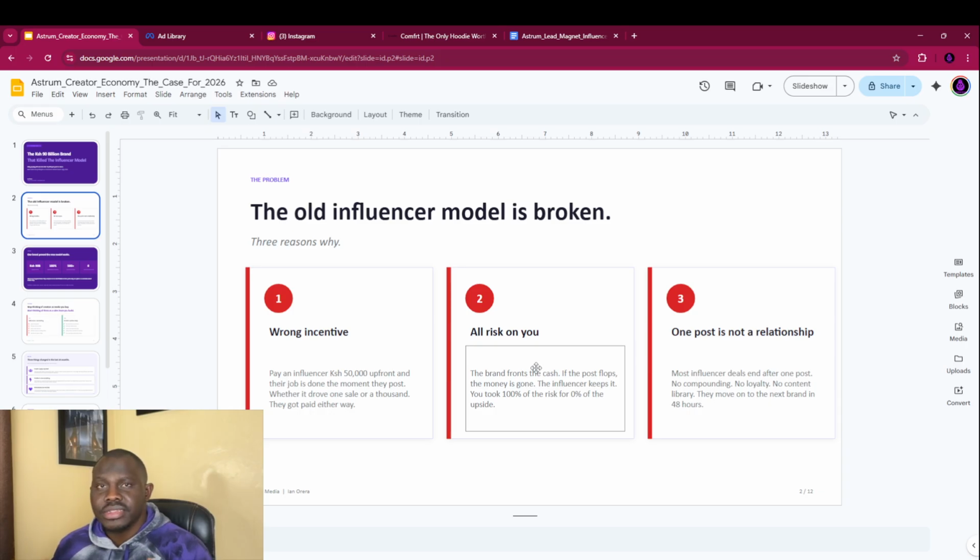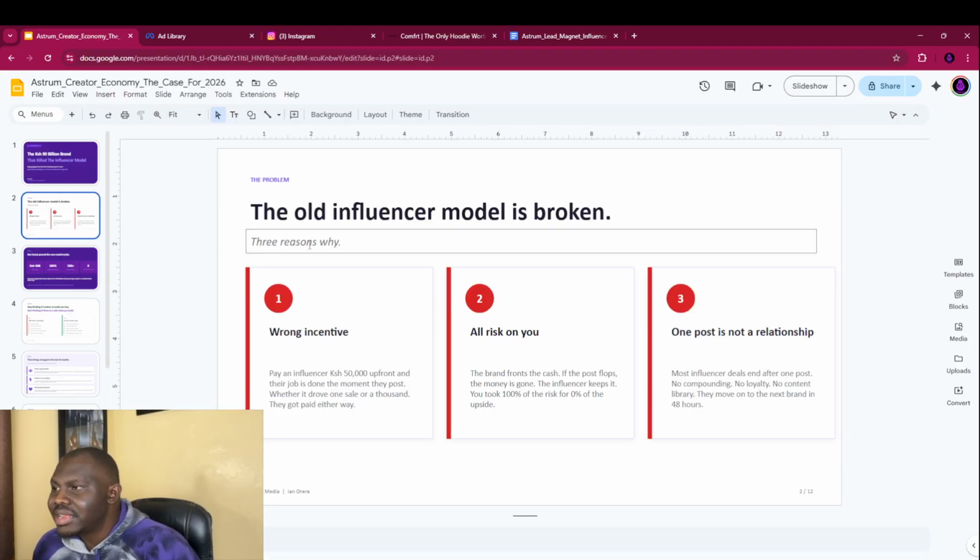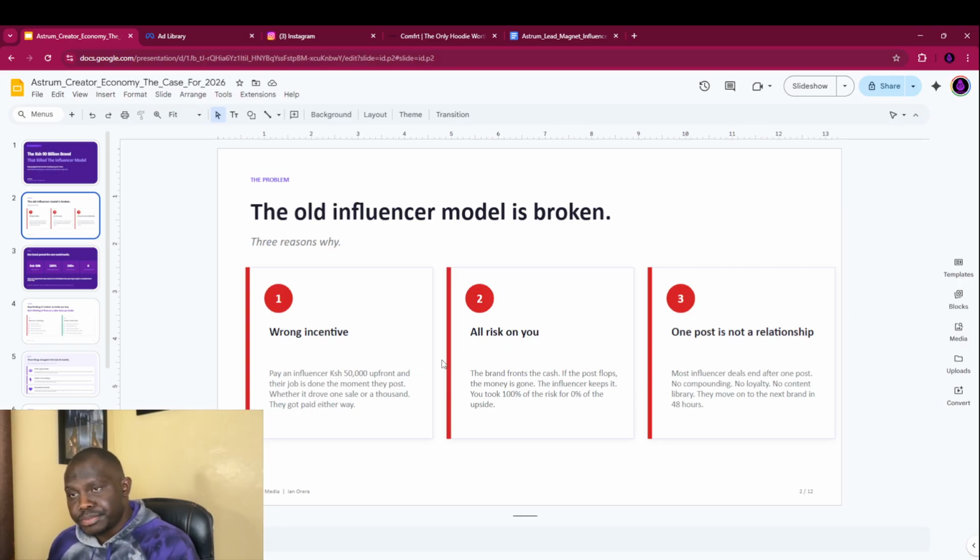So what you want is authenticity. These are average normal people you're going to work with. They're not well known, so the customer can feel that this product can be useful for them, and they trust authenticity, like it's original. This is the average user, the average person, right? So these are the main reasons why the old influencer model doesn't work: wrong incentives, all risk is on you, one post is not a relationship. I'm assuming most of you are going through this problem, and maybe you have experienced it in the past.